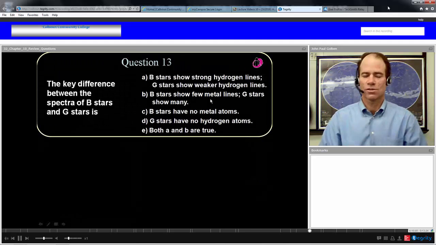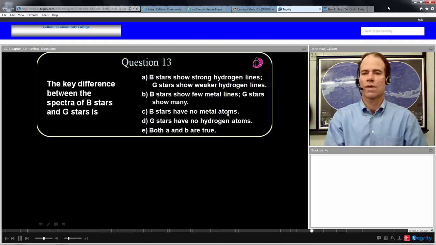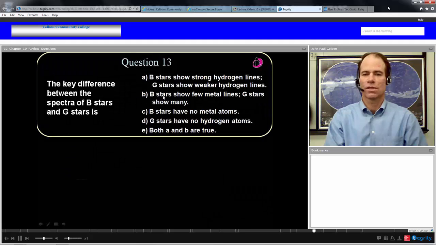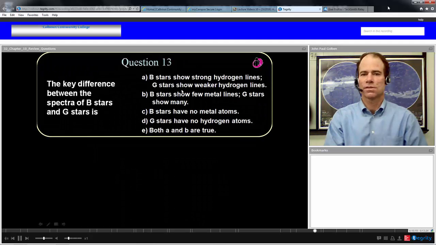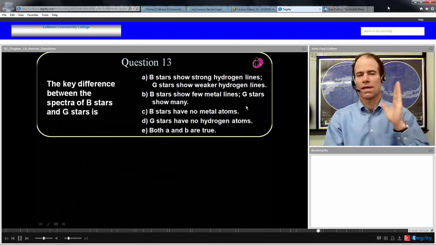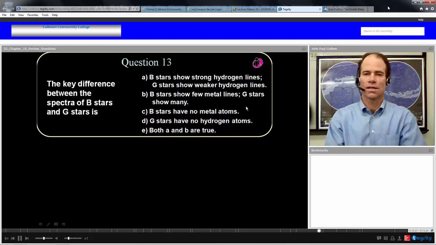Neither one shows any metal lines. C. B stars have no metal atoms. G stars have no hydrogen atoms. Neither one is true. So the only true one is A. B shows stronger hydrogen lines than G, because that's the way the A, B, C, D, E, F, G was first set up.